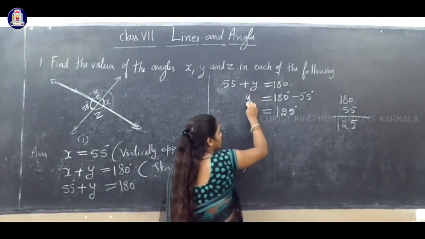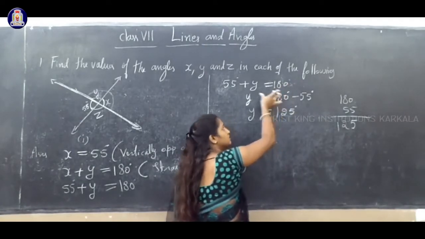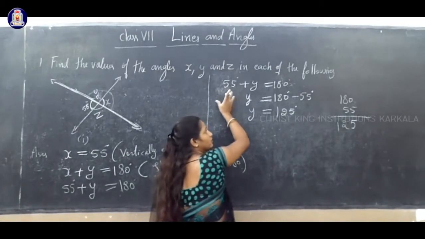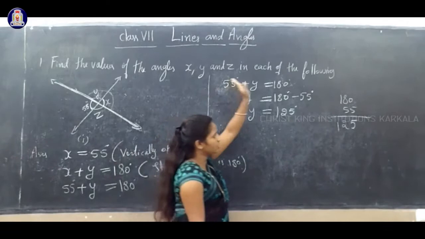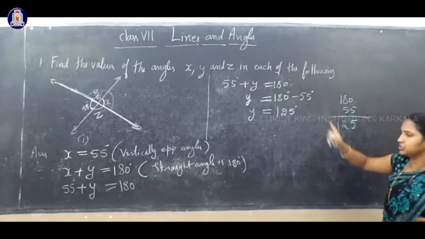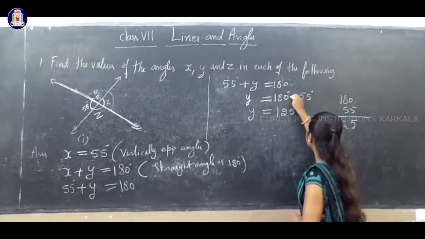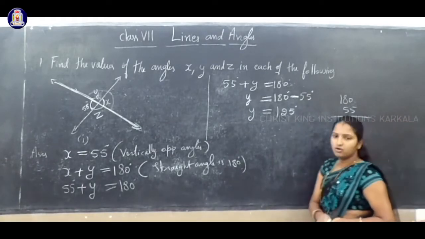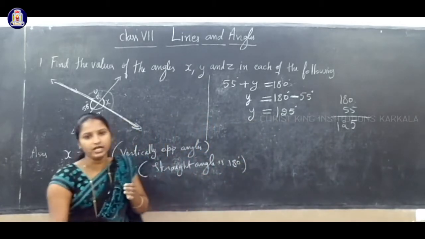So y is equal to 180 degrees will be in the same place. The 55 degrees is on the left hand side, now to write it on the right hand side: the sign is plus, so when we go to the other side, the plus sign will change into minus. Clear? So now 180 degrees minus 55, that is 125 degrees. So angle y is equal to 125 degrees.